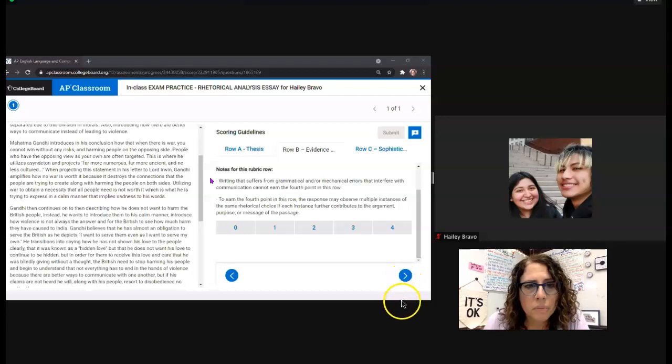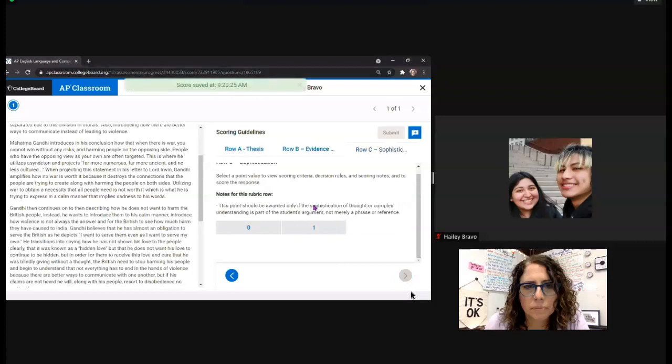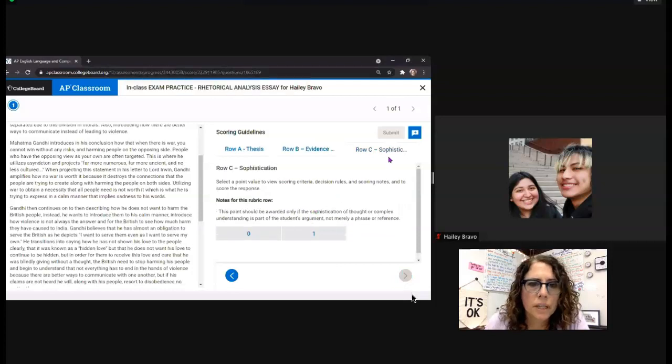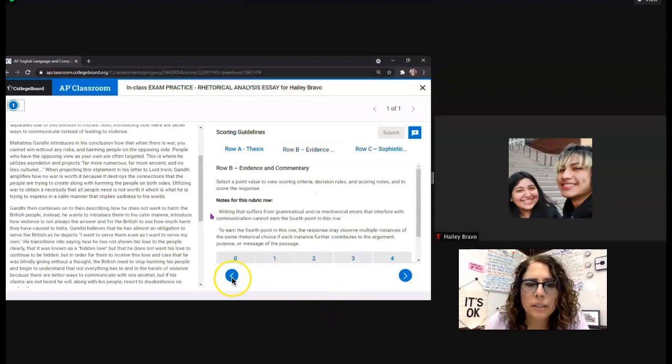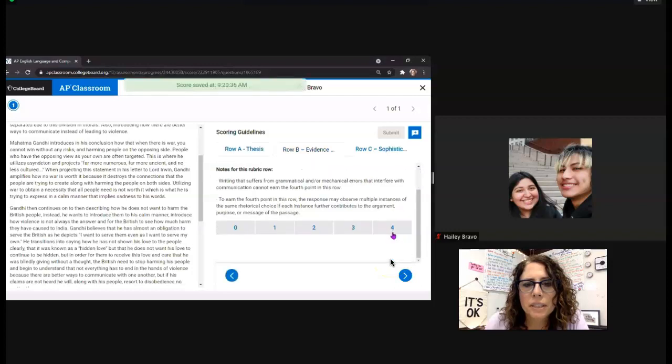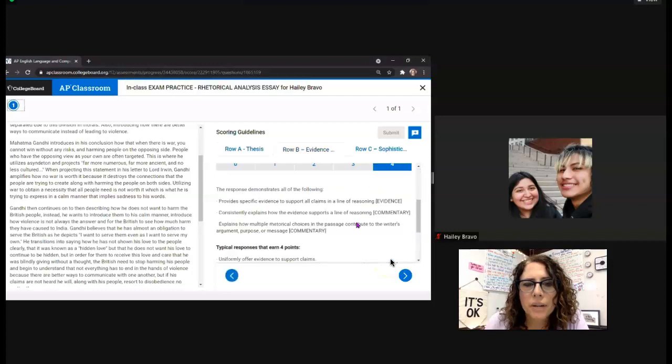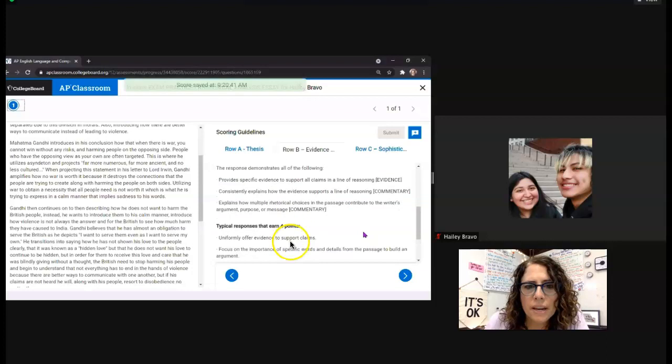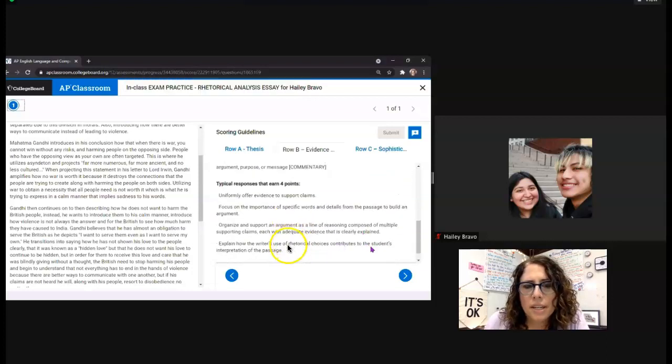Okay, Haley, can you skip to the right so we can see the bottom arrow that goes to the right? Yeah, that one. Oh, go to the left. I'm sorry. Go to the, yep, evidence and commentary. Can you click on the 4 under evidence and commentary? Okay, this is what a 4 looks like. All right. So we know what should go in there.